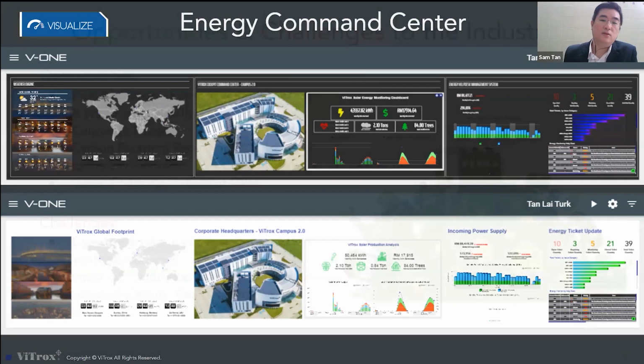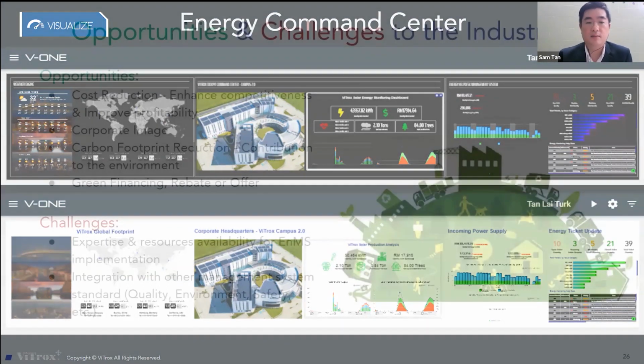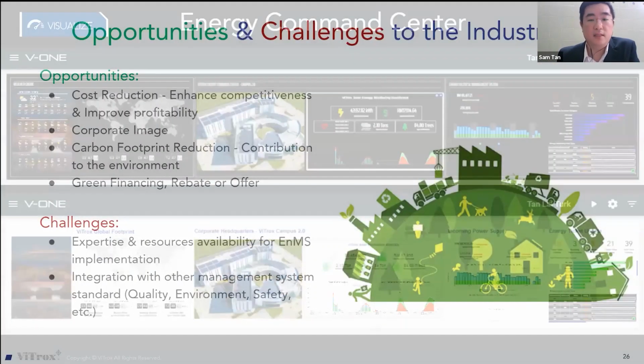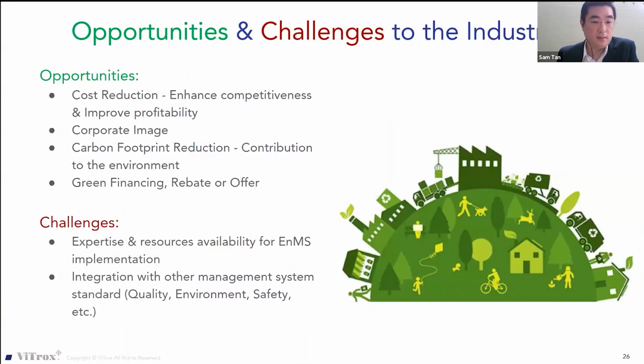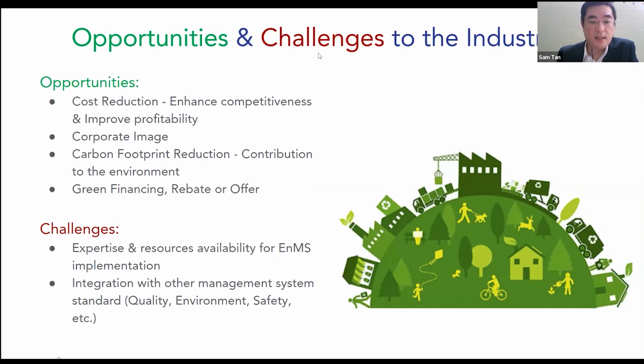So from the story that I shared with you just now, there are some opportunities that you can find after you implement the energy management system. The first one is cost reduction, which could enhance your product competitiveness as you have reduced your operation costs. As mentioned, it's part of our responsibility to contribute to society by reducing the carbon footprint, which helps to take care of our Mother Earth, okay? As you contribute towards society, you improve your corporate image. Other than that, there's also green financing from the government and also rebates and offers from the energy provider.